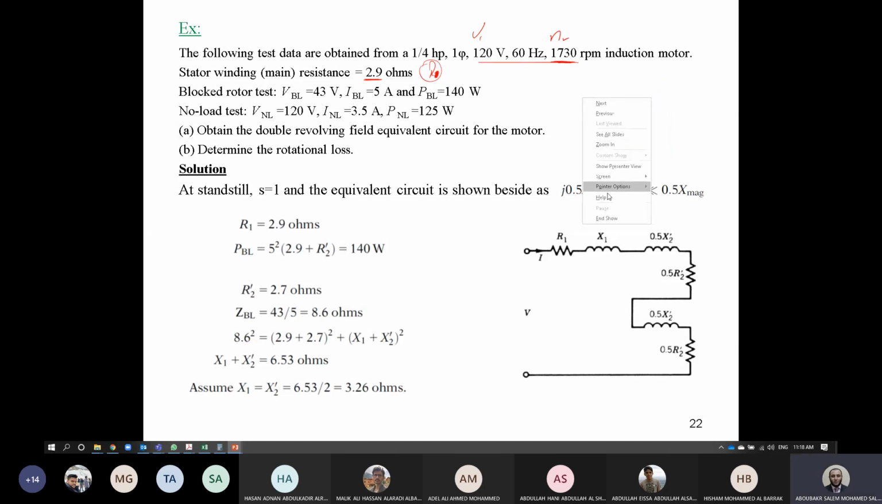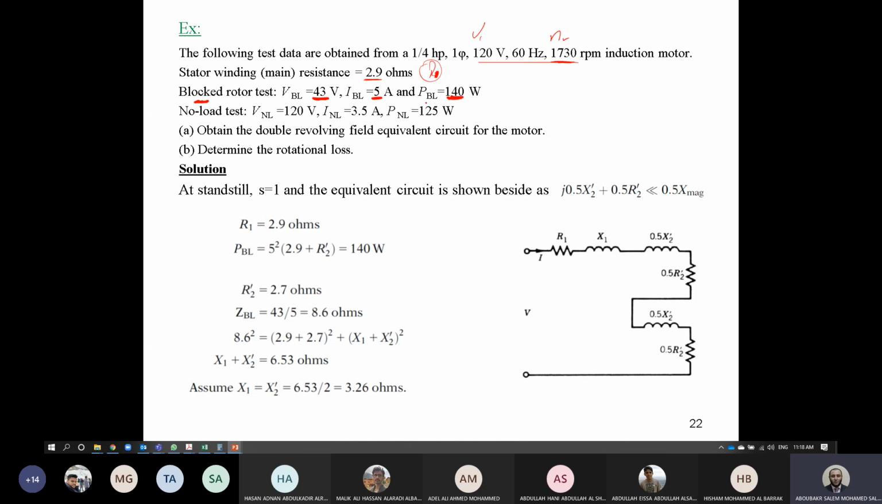So we now have the value of R1. We have two different tests. One is called the blocked rotor test, and it's equivalent to the short circuit of a transformer. For that, you will find that the voltage here is smaller than rated volt, because at short circuit we cannot apply the full volt because the current will be very high. And the current of blocked rotor should be around rated, guys. This is the current of the motor at blocked rotor test, and this is the power measured due to the blocked rotor test.